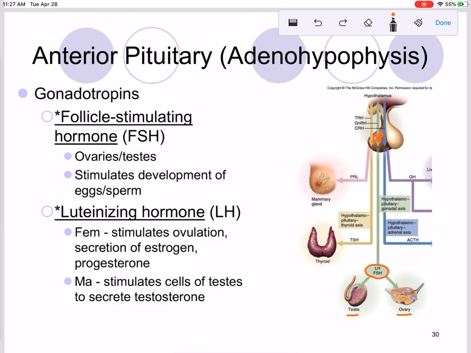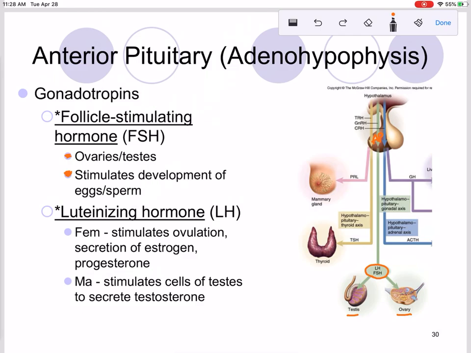Let's do follicle stimulating hormone. The target organs or target cells for FSH are the primary sex organs, ovaries in women, testes in men. And what is the function? Stimulates development of either eggs or sperm. And we'll talk about these hormones more in the reproductive chapter, particularly for the females.